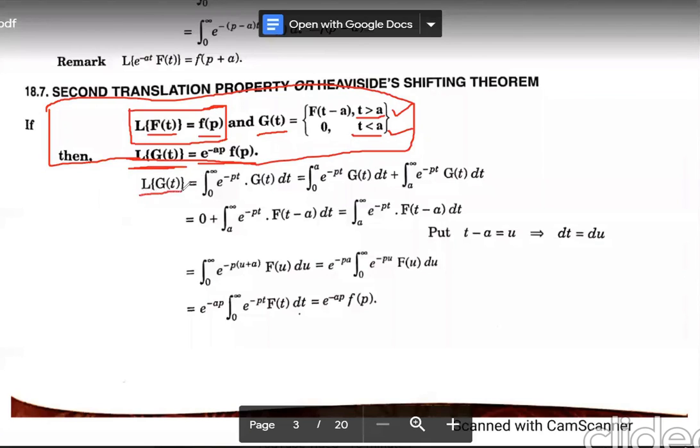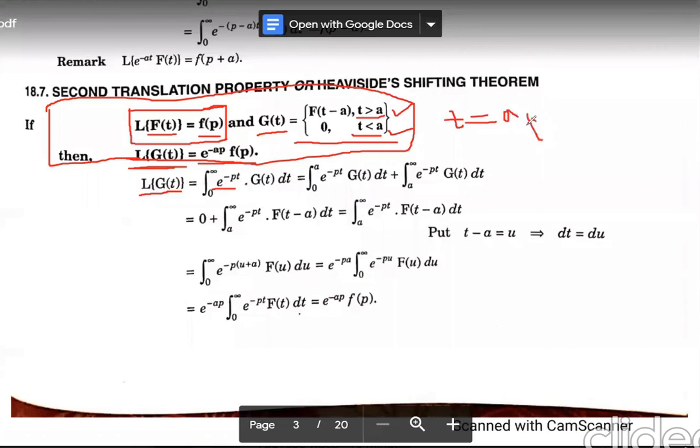Let us find the Laplace transform of g of t. Use the definition of Laplace transform: integration 0 to infinity e to the power minus pt into g of t dt. Now this g of t has two values. One is f of t minus a, another one is 0. And these two values of g of t are separated at the point t is equal to a.